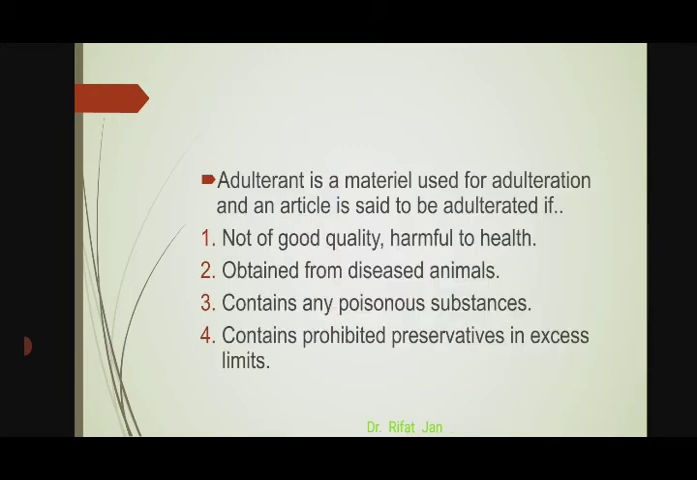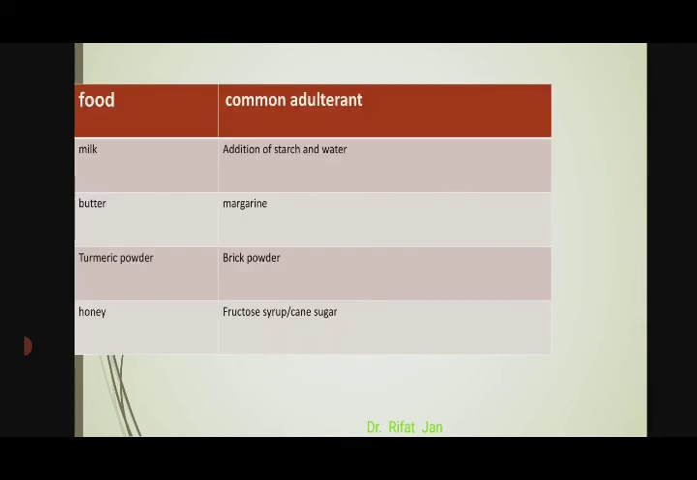So adulterant is a material used for adulteration, and an article is said to be adulterated if it's not of good quality and it is harmful to health, it's obtained from diseased animals, it contains any poisonous substances, it contains prohibited preservatives in excess limits. Some of the commonly used adulterations are with milk, starch and water is added. To butter, margarine is added. Brick powder is added to turmeric powder. Fructose syrup or cane sugar is added to honey.